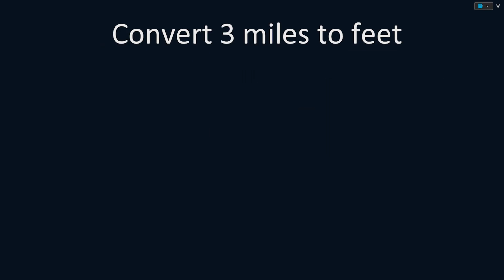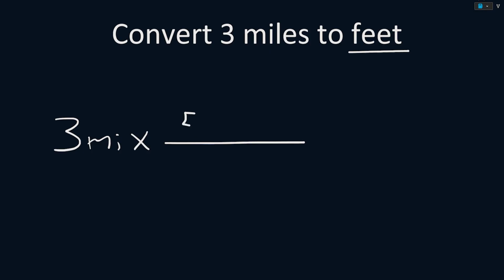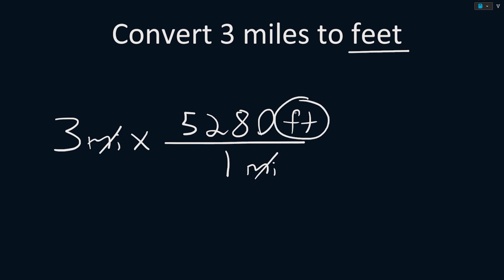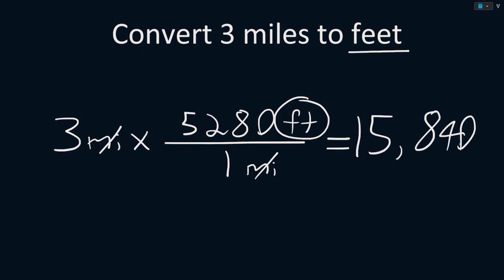Convert 3 miles to feet. In this problem, we were given 3 miles, and we want to convert them to feet. In order to do this, we must multiply through a conversion factor. Our conversion factor is that 5,280 feet is equal to 1 mile. Multiplying through our conversion factor, we can see that the miles cancel, and it leaves us with feet. Multiplying 3 times 5,280 tells us that in 3 miles, there is 15,840 feet.